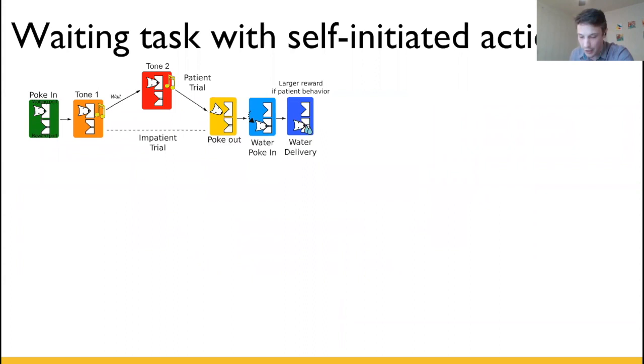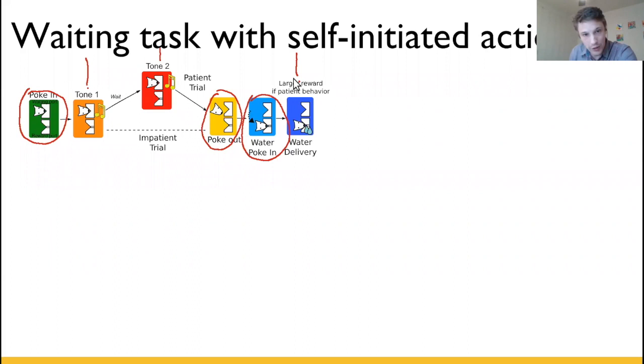For the sake of my talk, the only important thing that you need to bear in mind is that there are three actions that always happen in every trial: the poke in of the animal, the poke out of the animal, and the water poking. There are also three events which could not be decoded from the neural activity. So they're less relevant for the sake of my talk, but they're very relevant for the behavior of the animal. So the tone, the first tone, the second tone, and the reward.